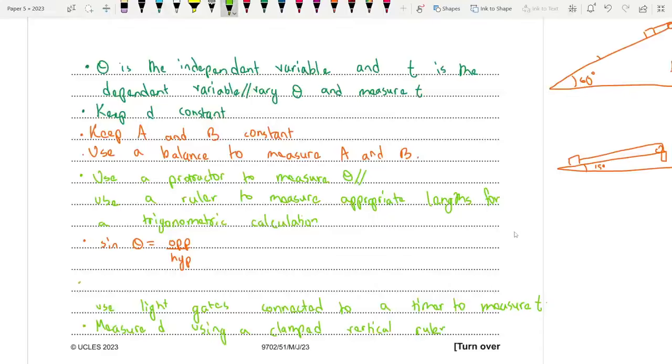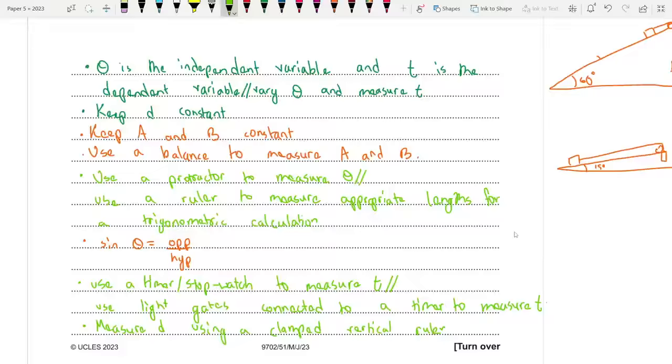So what was this point? I can't undo it sadly. Use a timer or stopwatch to measure t. Or the alternate is use light gates connected to a timer to measure t. I prefer that. Okay. So the light green points are for methods of data collection.